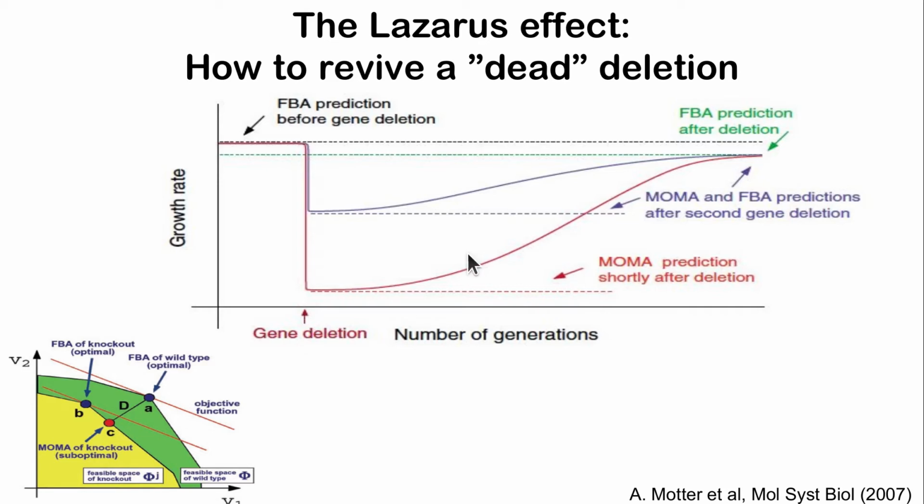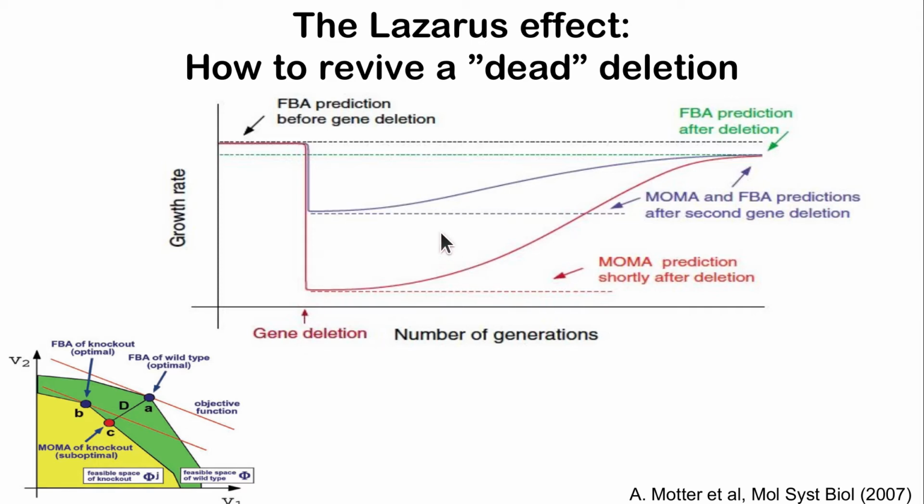Similarly, if you delete one gene, you find the growth for that single mutant, and you delete a second gene, that double mutant in FBA is never going to grow faster than any of the single mutants corresponding to those genes, either of the genes in that pair that we've mutated.